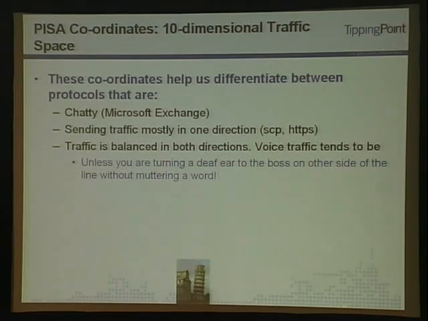And this is really interesting in that with these coordinates, we can differentiate between chatty protocols, Microsoft Exchange, NetBIOS, all that, because you're getting lots of very small packets very rapidly, or you're getting large packets more slowly. You're seeing things go in one direction, things like HTTPS, it's encrypted, we don't know what's in there, but obviously there's one side sending a lot more traffic than the other. Now, if traffic is balanced in both directions, that's going to be something like peer-to-peer, Skype or Kazaa, one of the peer-to-peer things, because you're basically swapping traffic back and forth between two peers, hence the incredibly clever name.